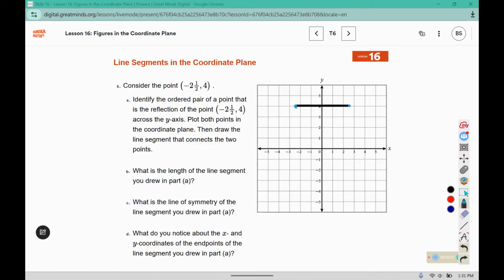What is the length of the line segment you drew in part A? So we can count the whole sections. 1, 2, 3, 4. Here I have a half and a half, which make a whole. So 1, 2, 3, 4, 5. What is the line of symmetry of the line segment you drew in part A? The line of symmetry is where it splits it into 2 same pieces. So that would be the y-axis is the line of symmetry. You can see it's 2 and a half to the right and 2 and a half to the left.